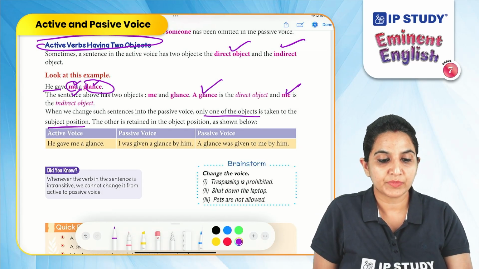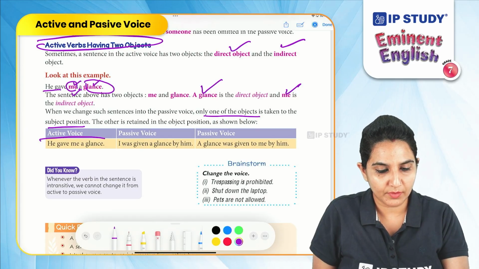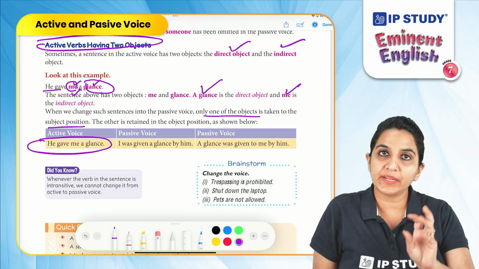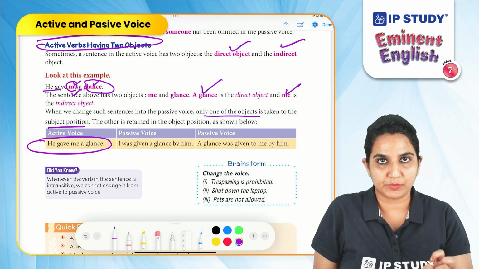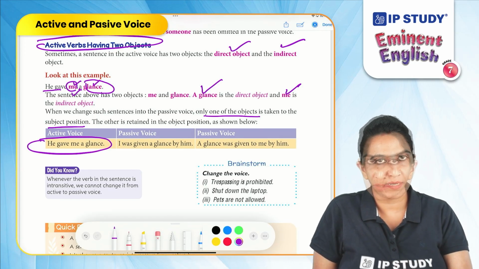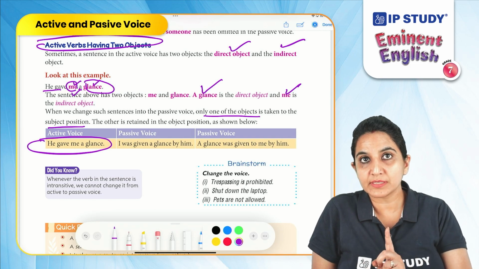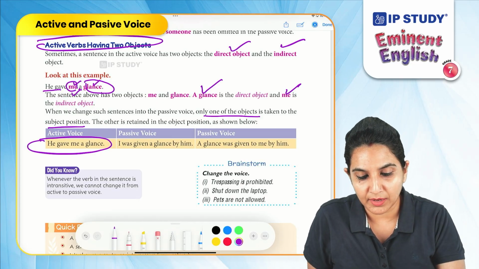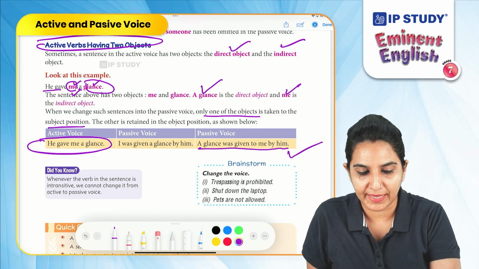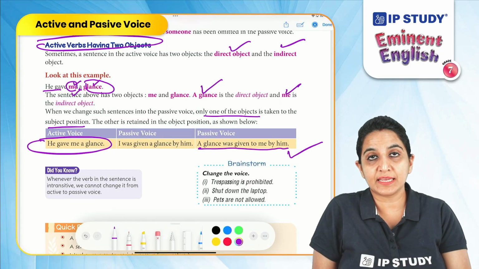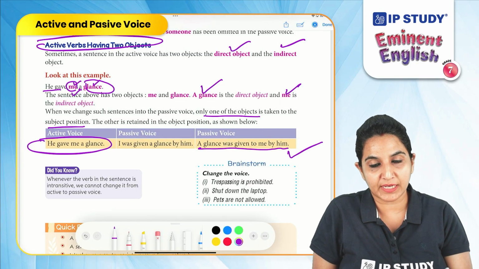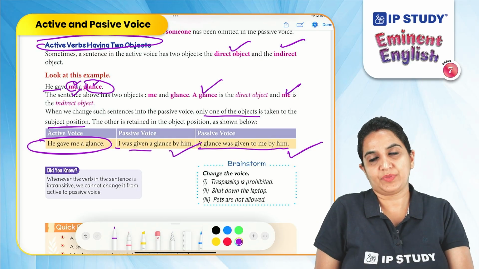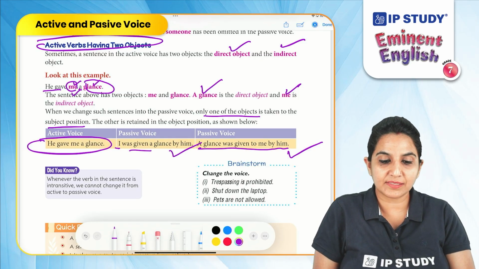For example, he gave me a glance. So, in the passive voice, we can take only one object as the subject. It can be a direct object, it can be an indirect object. So the direct object was a glance. If we take a glance in the subject place, we'll say, a glance was given to me by him. But if we take the indirect object in the subject position, we change the sentence to, I was given a glance by him. So given to, given by. This is how we change.